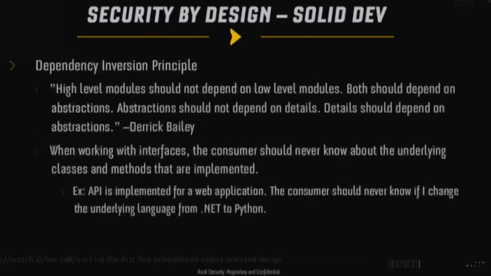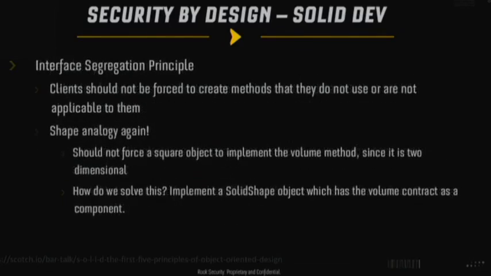And the shape analogy comes back to haunt us, where if we have a square object, we shouldn't force it to have a volume method, because it's a 2D shape. There's no concept of volume to that. So implementing a solid shape object, which could then have the volume contract as a component, would make more sense in this scenario.